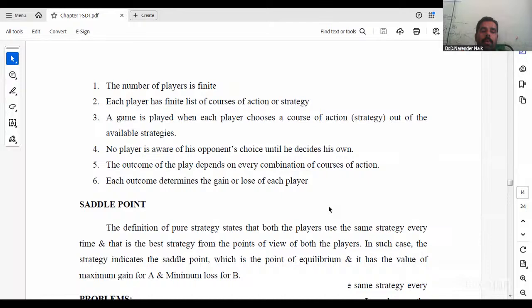Then the outcome of the play depends on every combination of courses of action. Each outcome determines the gain or loss of each player.